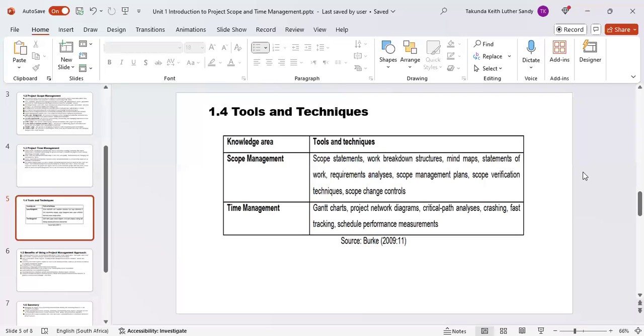Crashing and fast tracking are simply what you call schedule compression techniques, right? You use them to compress your time. When you see that your project is susceptible to delay, you can employ these techniques to make sure that your project comes back into your schedule. You have also what are called schedule performance measurements. These are tools and techniques that you look at at a later stage.